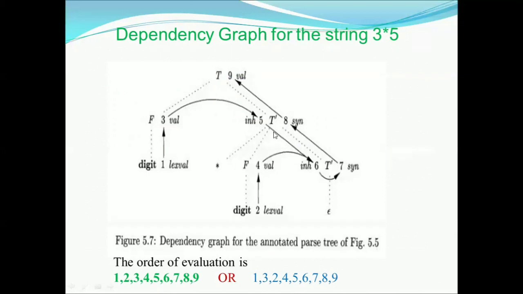So in order to evaluate this particular expression, you can just observe that I can get the value of the first digit from the lexical analyzer. The second digit also I can get from the lexical analyzer. So this digit value will be 3, this digit value will be 5. But in order to execute this 3 star 5, now this star is available in this particular node.